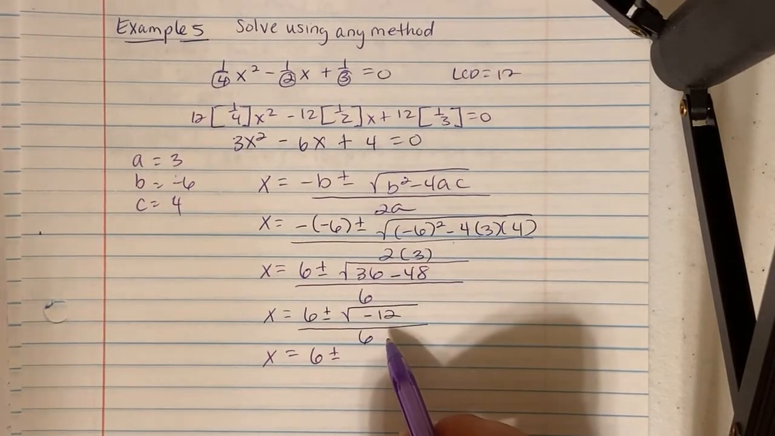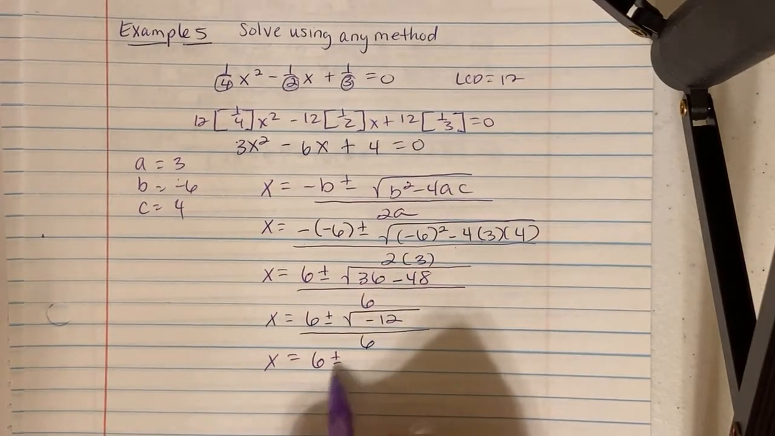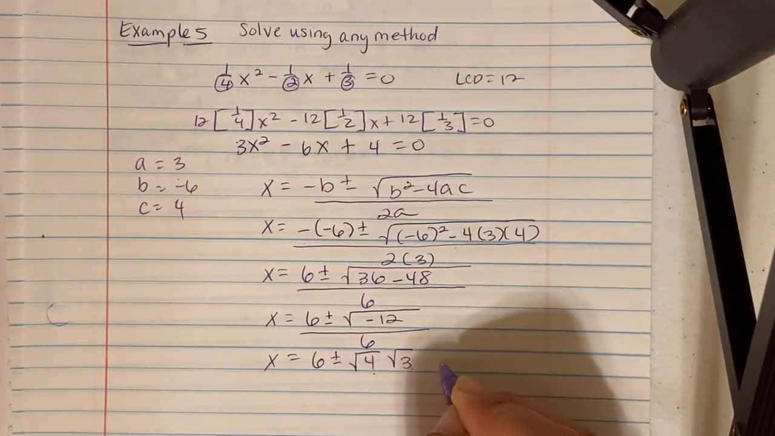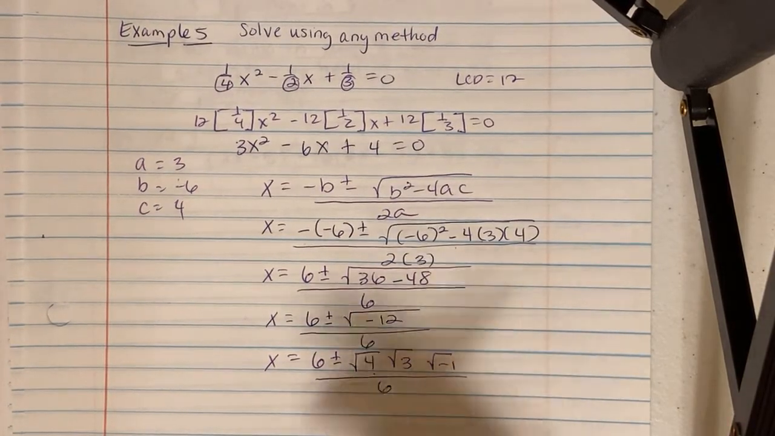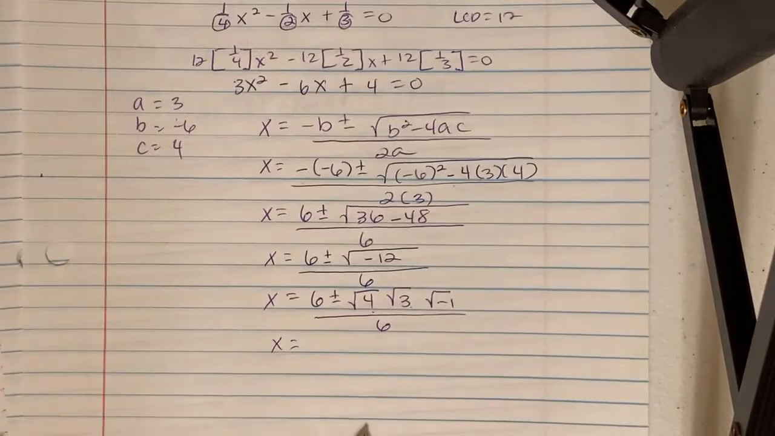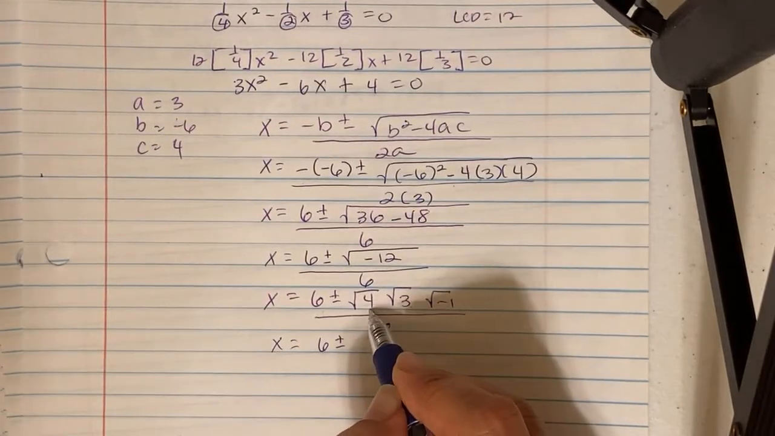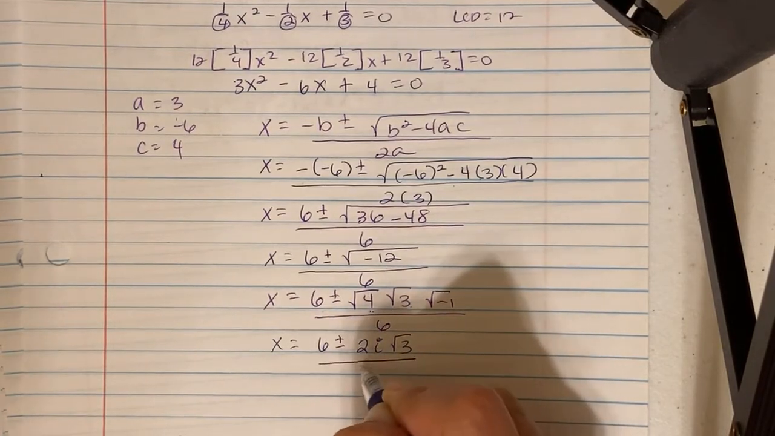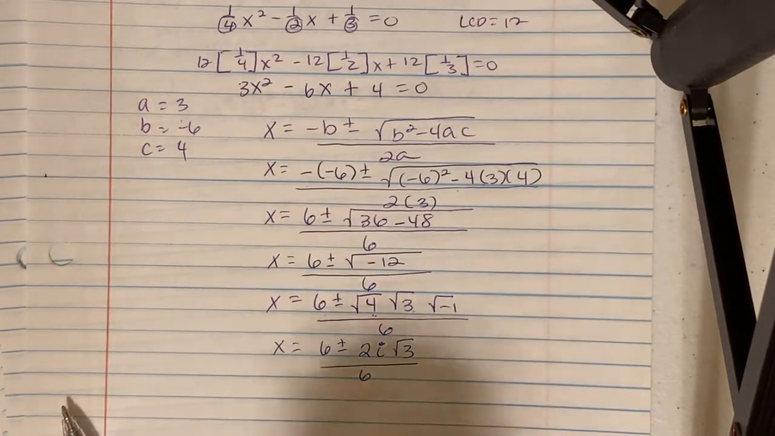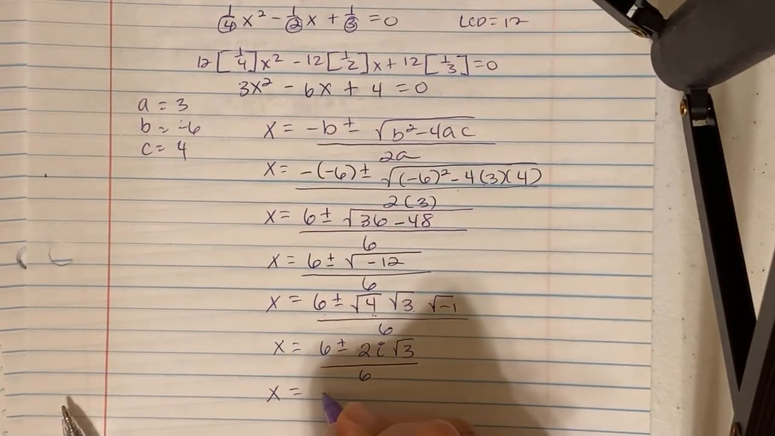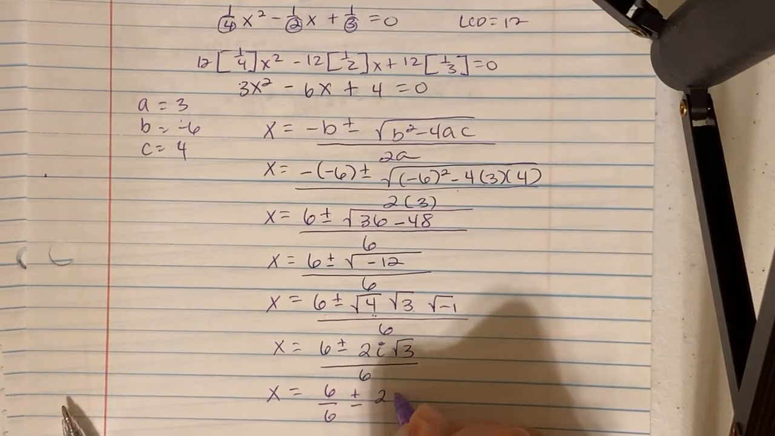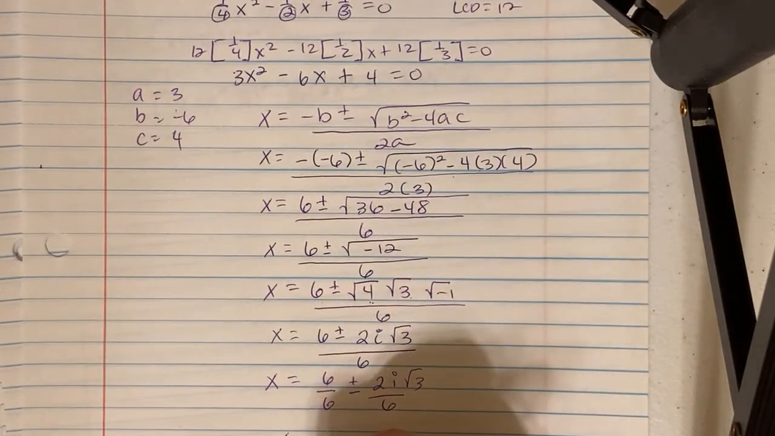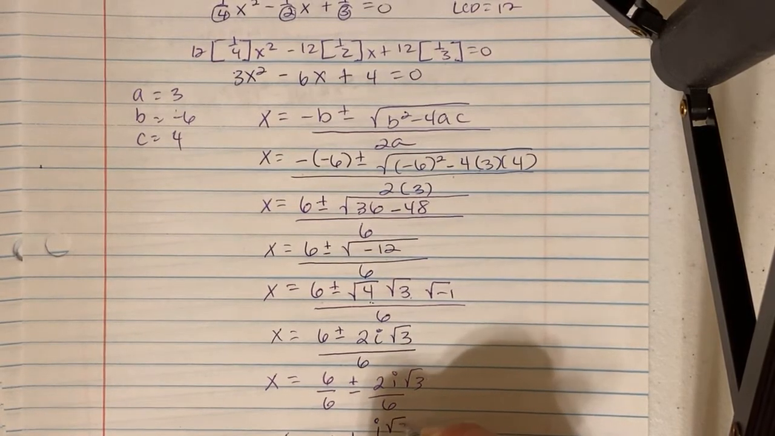Here we are going to break down the negative 12. So I'm going to rewrite it as a positive 4 and the radical of a positive 3 because 4 times 3 is our positive 12, and then our negative 1. Six comes down, plus and minus. Square root of 4 we know is a 2. That negative 1 in the radical, that is our imaginary i, and then radical 3 all over 6. Split this into 2 pieces so that you can reduce your fraction. So 6 over 6 plus minus 2i radical 3 over 6. So x equals 1 plus and minus i radical 3 over 3.